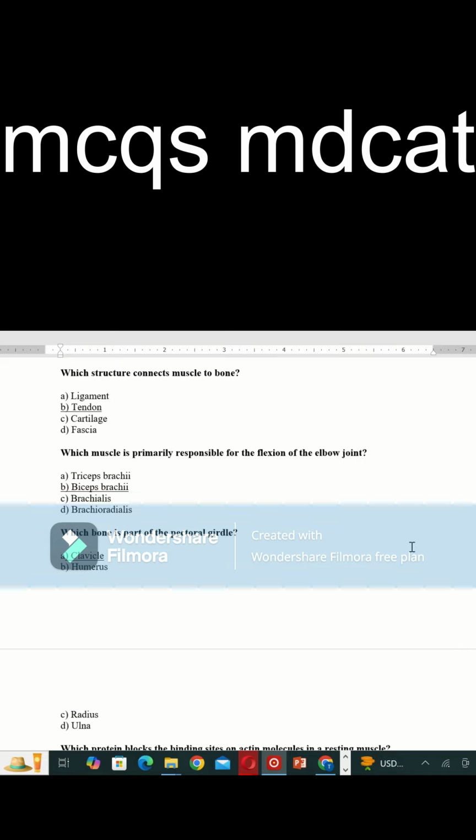Let's get started. So the first MCQ is which structure connect muscles to bone? A. Ligaments. B. Tendons. C. Cartilage. And D. Fascia. So the correct option is B.